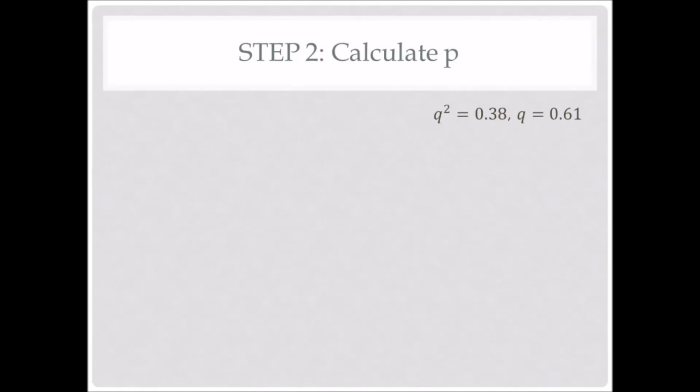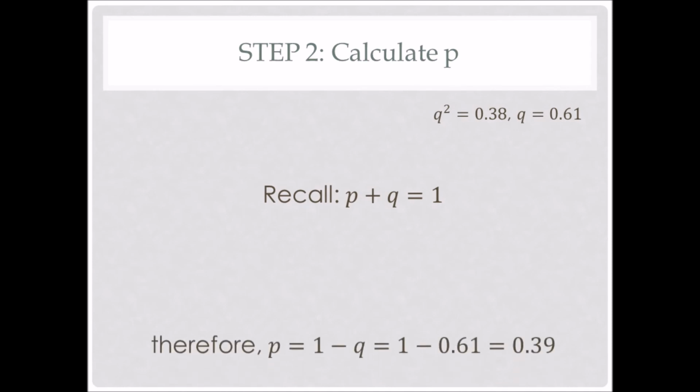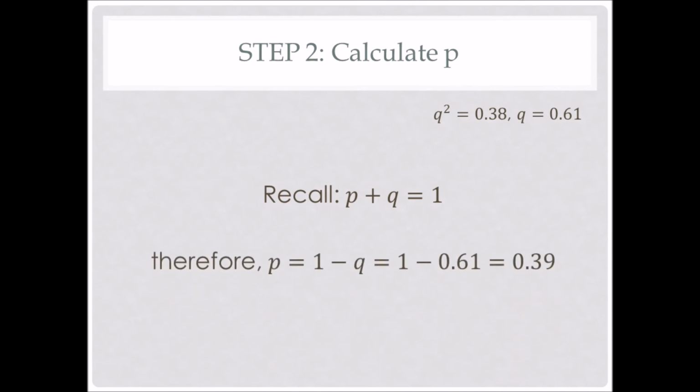Now that we have Q and Q squared, and I'm going to keep putting them up here in the corner, let's calculate P. Don't forget that P plus Q equals 1. All three formulas equal 1, so that is very useful for you. Then we just subtract Q from 1, and you get 0.39 for P.